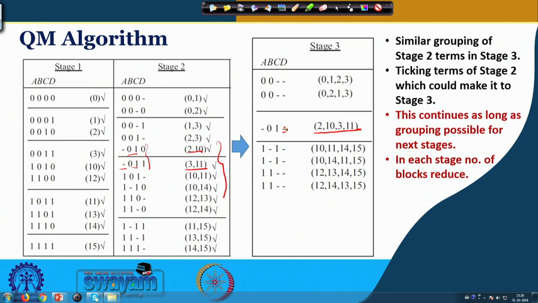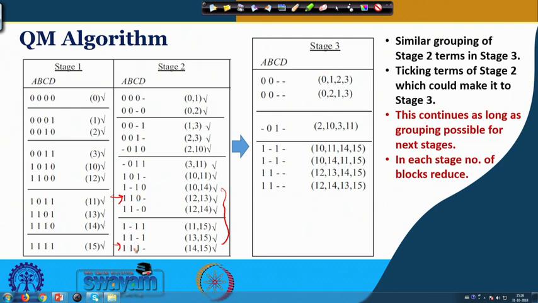Okay. And finally, between these two blocks, these are the different possibilities. If we examine the same way, we shall get 10 11 14 15 and 12 13 14 15, and the corresponding terms are these. Okay. So, 12, 13, 14, 15, if we take an example, say here, 14: 1 1 0 dash and 1 1 1 dash.